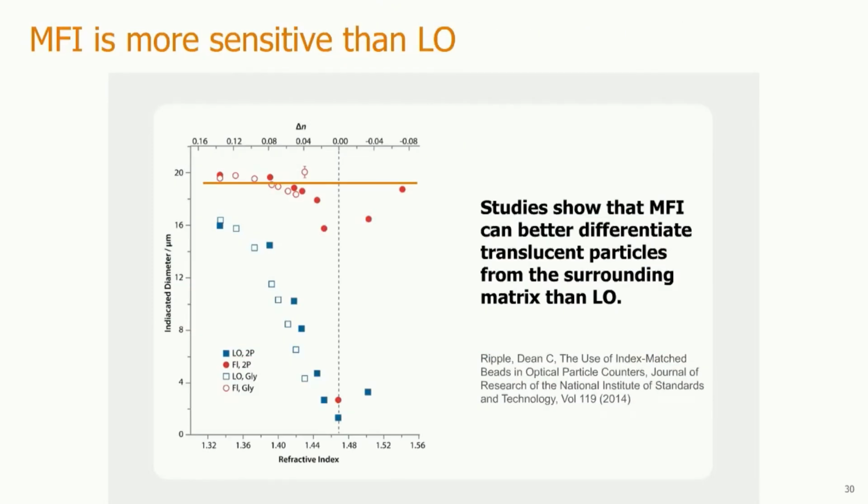The data here is a study done by the National Institute of Standards and Technology, showing the sensitivity of MFI based on its ability to better differentiate translucent particles from the surrounding matrix when compared to light obscuration. In this particular example, bead standards were measured in matrices of variable refractive index. The light obscuration measurements, which are represented by the blue series, are impacted much more strongly by the refractive index, which impairs light obscuration's ability to measure the bead size of 20 microns. The MFI measurements represented by the red series are far more robust to the changes in the refractive index and require only a small difference between the refractive index of the particle and of the matrix to achieve an accurate measurement.